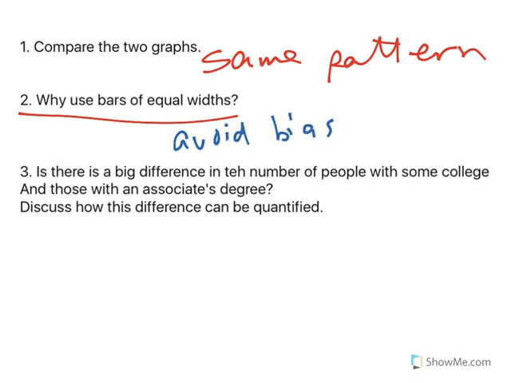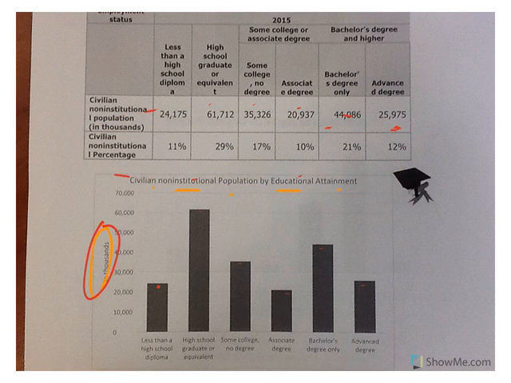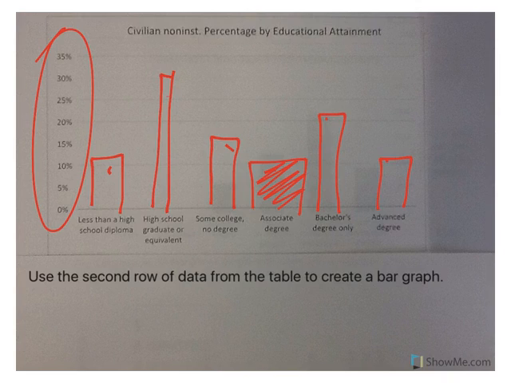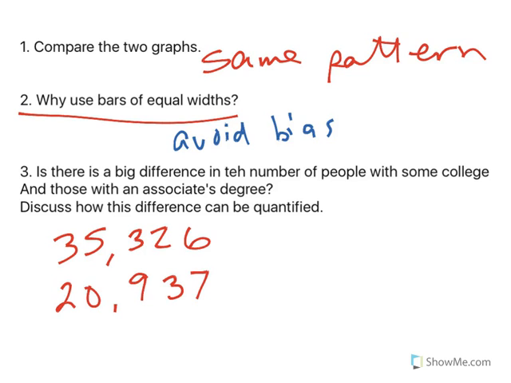Now, in number 3, is there a big difference in the number of people with some college and those with an associate's degree? And then how can we quantify this? Well, if we're talking about some college, right? So some college is here, and then associate's degree is here. So we're looking at these two values. So we're talking about 35,326 compared to 20,937.